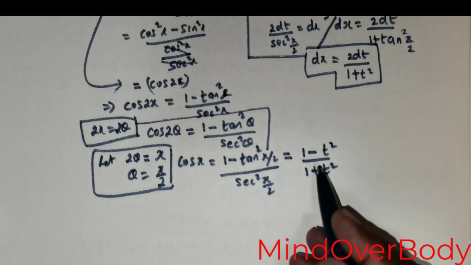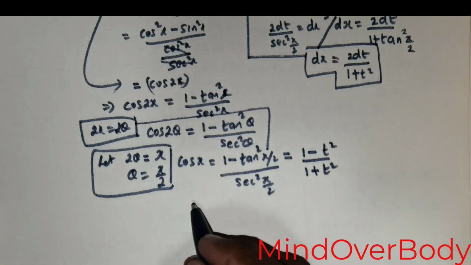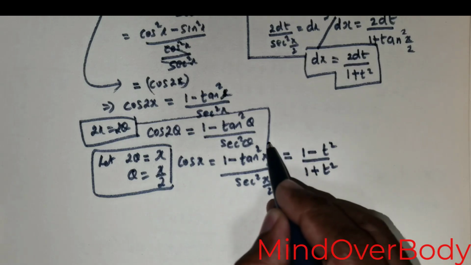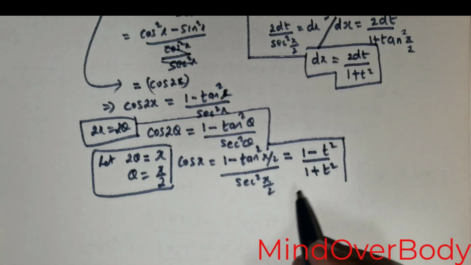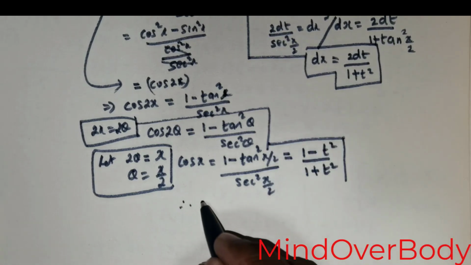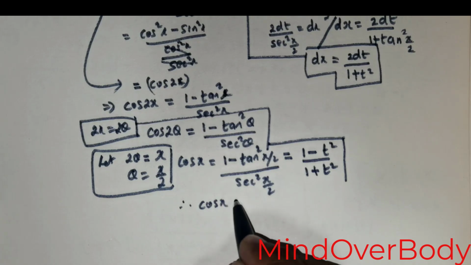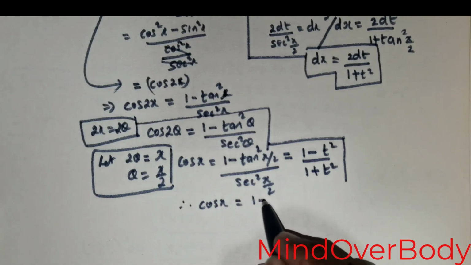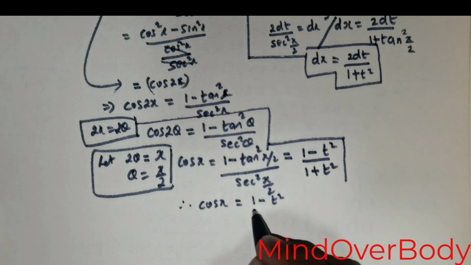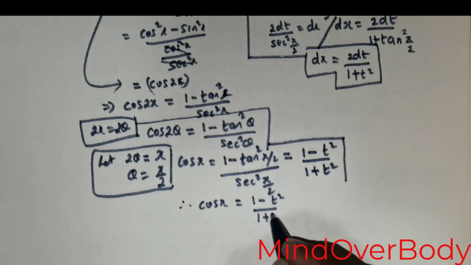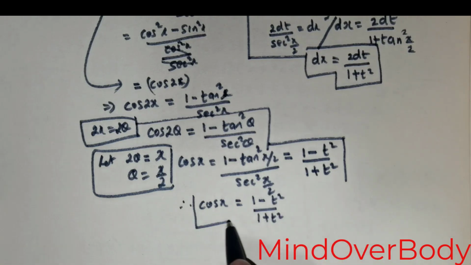So this is for cos x. Let me just write that down. So from here, therefore, I've got cos x equal to (1 − t²) divided by (1 + t²). So this is what I've got. Probably I can box this result.